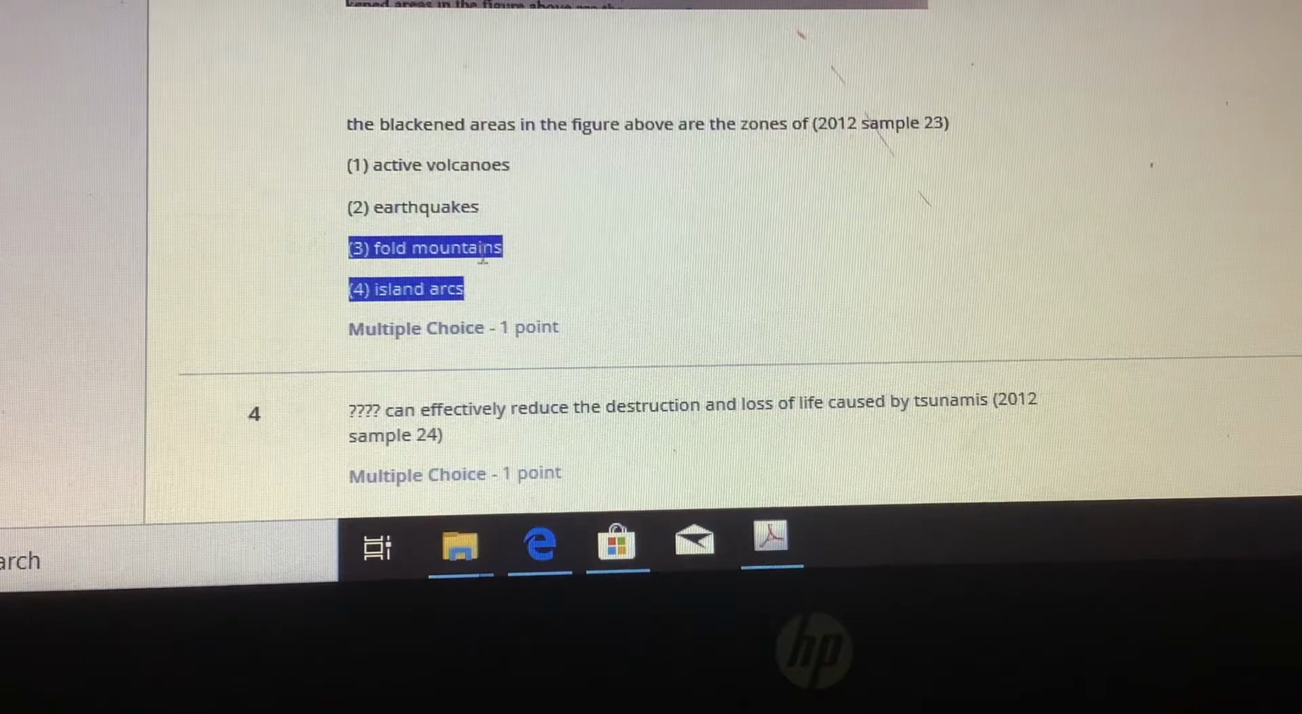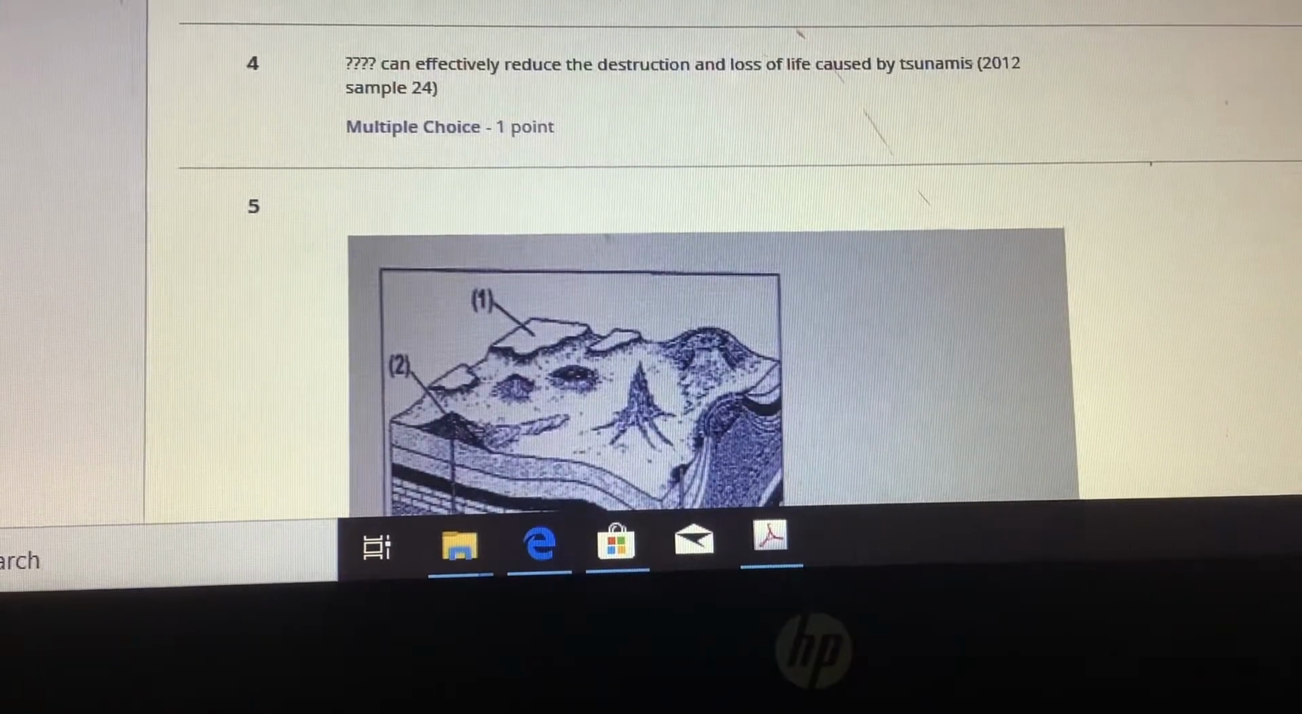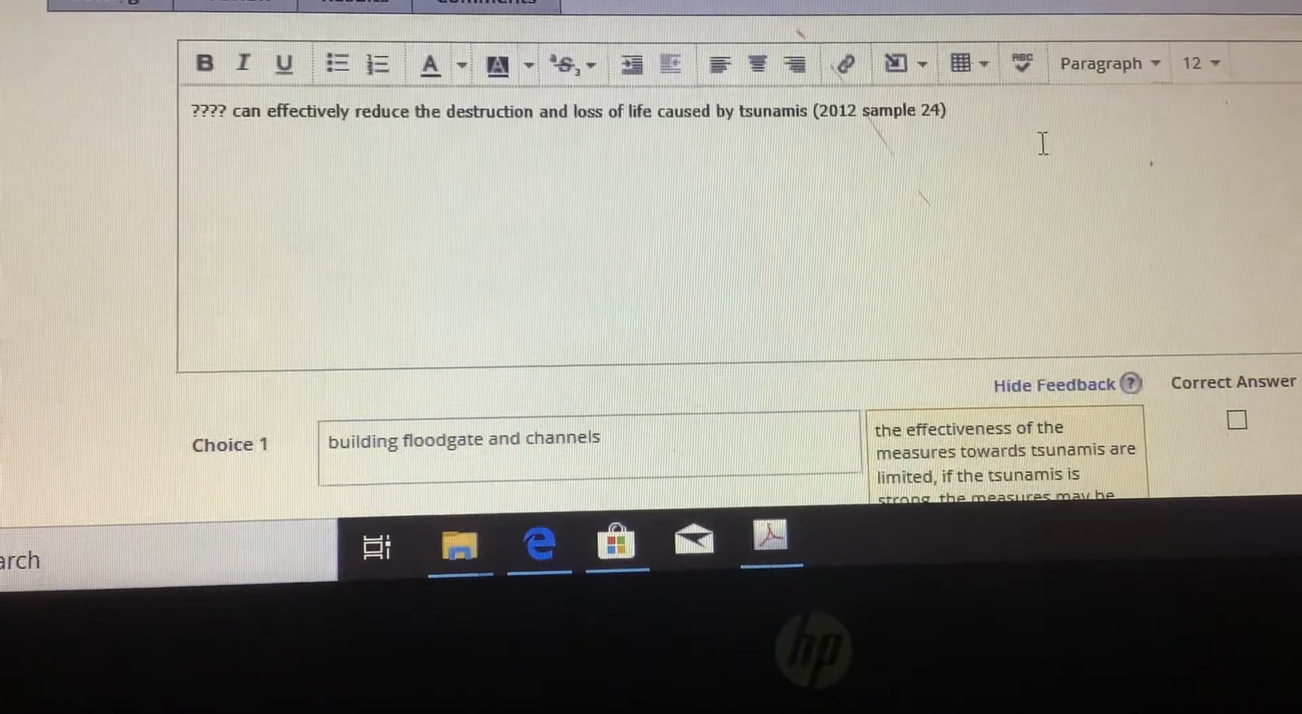Island arc and fold mountain are both caused by destructive plate boundary. These two are caused by destructive plate boundary, so it is wrong. Okay, and then number 4, can effectively reduce the destruction and the loss of life caused by the tsunami.